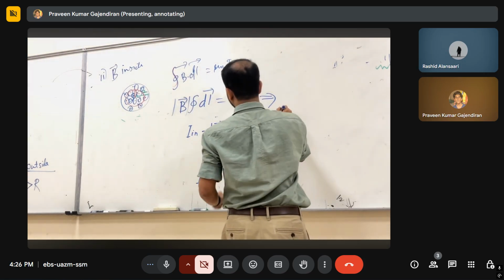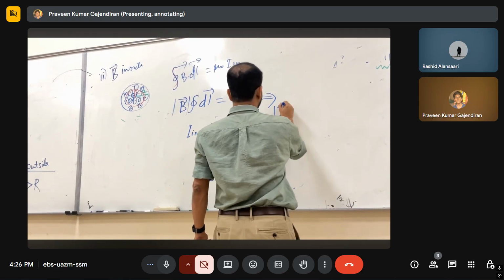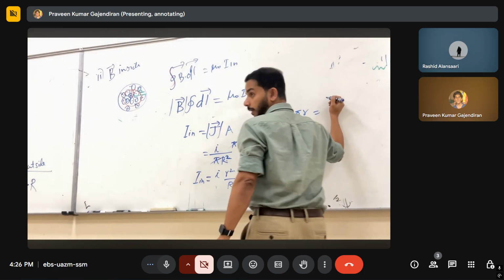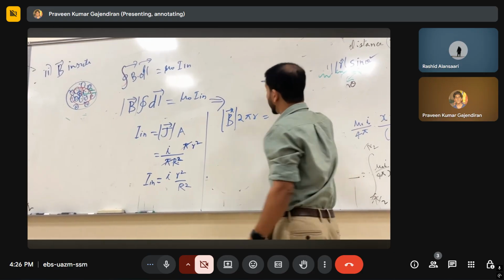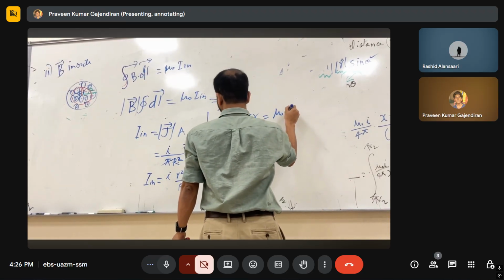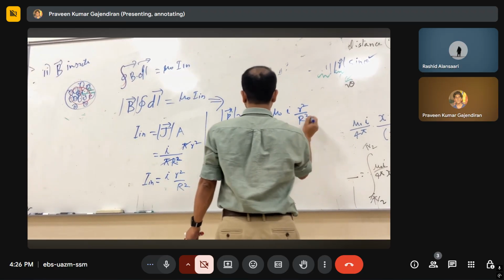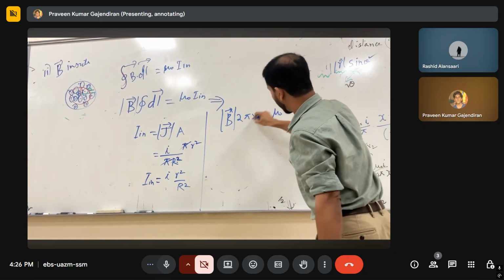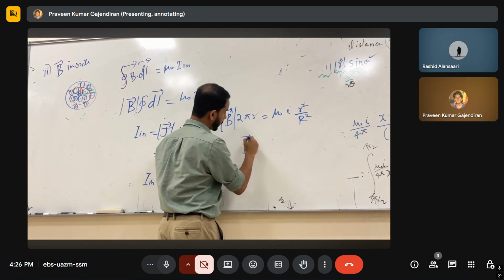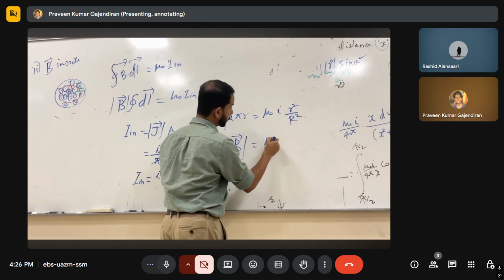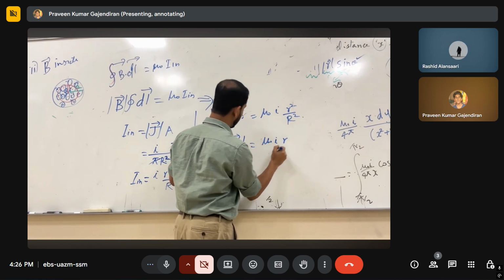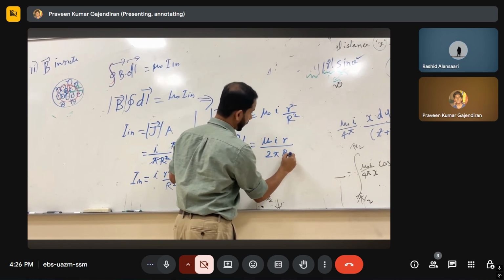So you can write this one as B times 2 pi r, right? And then mu0 I r squared over capital R squared. This r squared and this r can be cancelled out. So your magnetic field inside will be mu0 I r over 2 pi capital R squared.